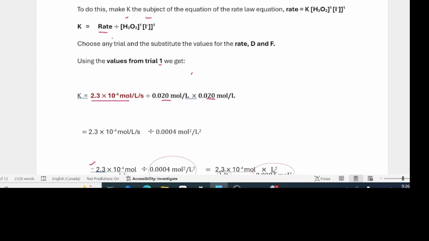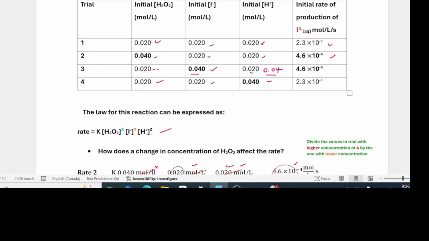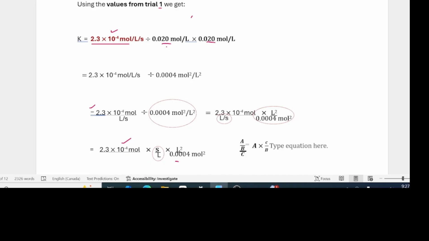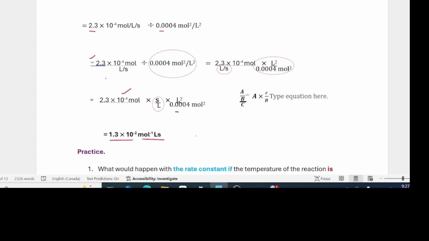Calculating the rate constant. Again, we say that the rate constant is found by taking any rate and dividing it by the concentrations of these here where that rate was formed. Using the values from trial 1, we get that the rate constant will be equal to that. Let's check it out. Yes, that's what it is there. Divided by that for hydrogen peroxide and that for iodide ions, which is this. Divided by that, which is this. We're just expressing this in a different way to show you how this is at the bottom here.